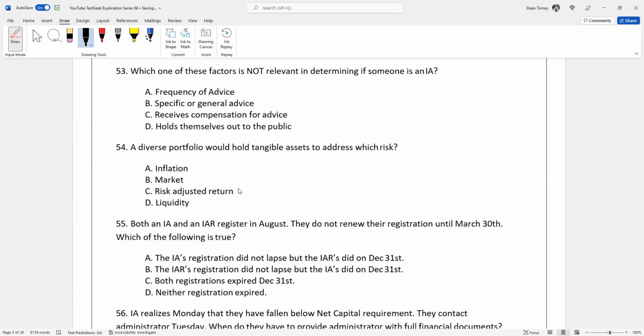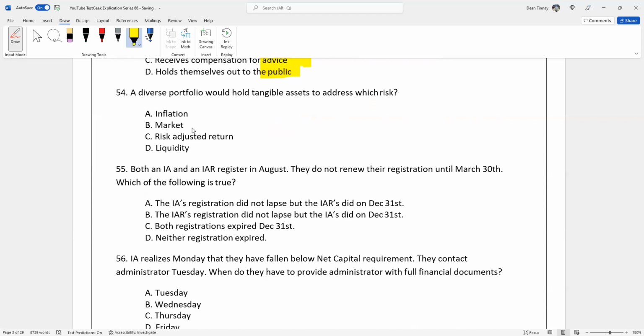Which of these factors is not relevant in determining if someone is an investment advisor? So the definition of an investment advisor: I give investment advice. I tell people I'm in the business of giving investment advice and I want compensation. And it doesn't matter the frequency of that advice, right? Oh, by the way, my bad. You've got to pay attention to these NOTs. I think I almost missed that based on not catching that NOT. Yeah, B, C, and D. You give investment advice, you tell people you're in the business of giving investment advice, and you want compensation.